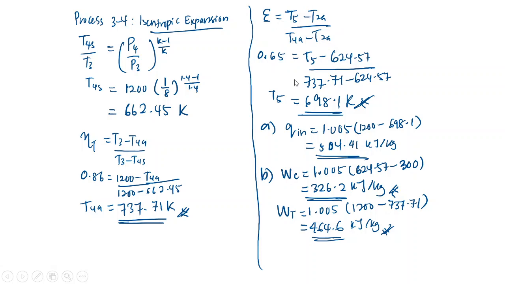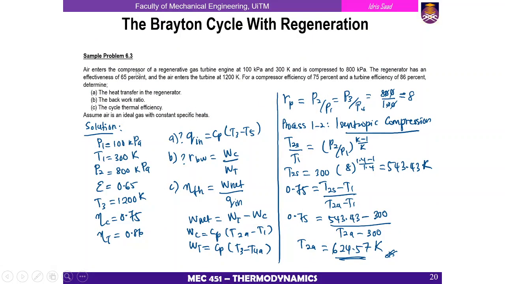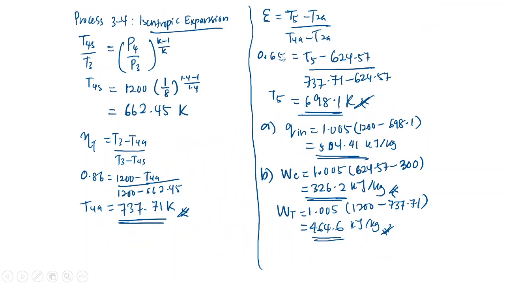Okay, so for the regeneration, we have all the temperatures, so we can determine point 5, because the regenerator effectiveness is given directly as 65%. So we can determine the temperature at point 5. From point 5, we can calculate the heat being injected to the system. And also the work of the compressor we can calculate from the previous temperatures, and also the work of the turbine.